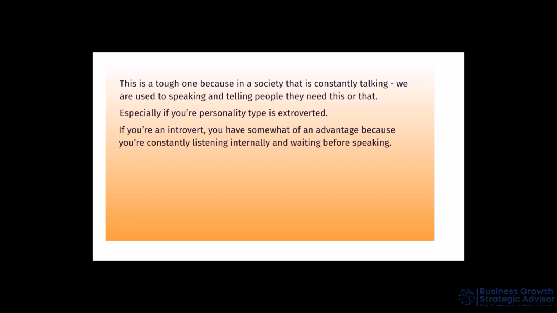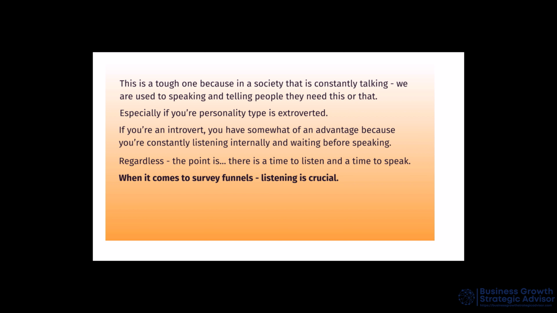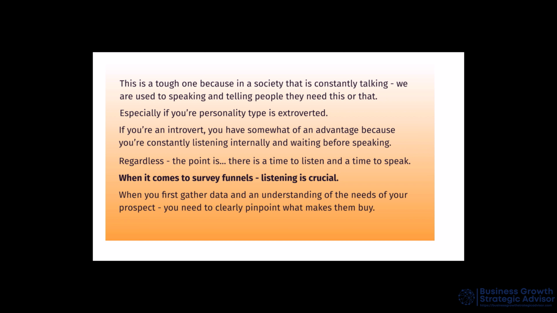So what I'm trying to get at here is that in terms of the survey funnel, we will be listening. Regardless of your personality type, the point is there's a time to listen and there's a time to speak. When it comes to survey funnels, listening is crucial, and you'll see in just a minute why that is the case. When you first gather the data, you're trying to understand the needs of your prospect. So you need to clearly pinpoint what makes them buy.